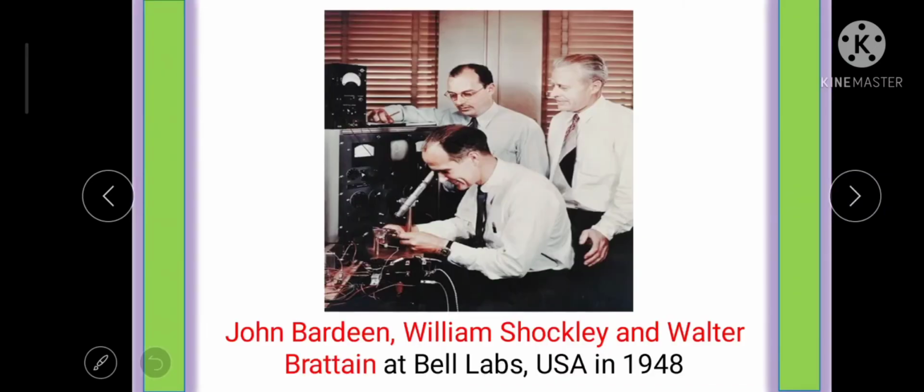The transistor was invented by three scientists, John Bardeen, William Shockley and Walter Brattain, at Bell Laboratories in the USA in the year 1948. Due to this invention, all three scientists were awarded the Nobel Prize in 1958.